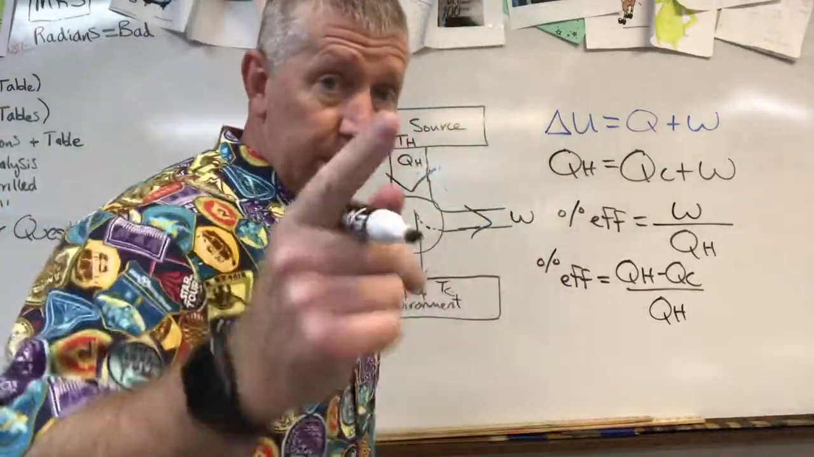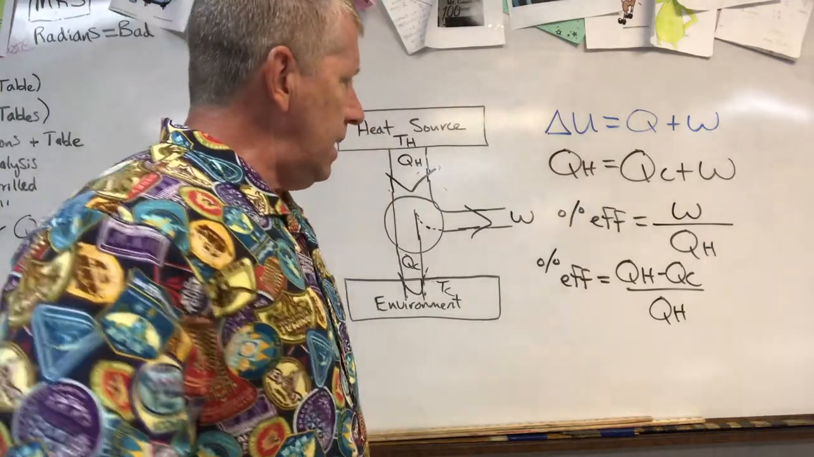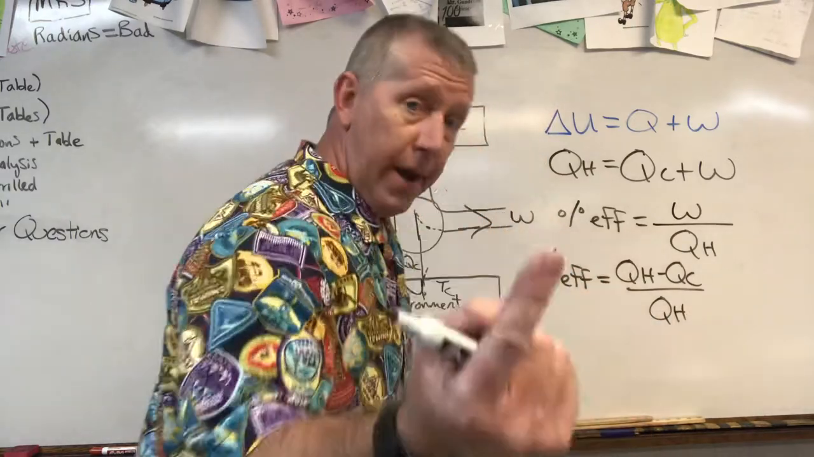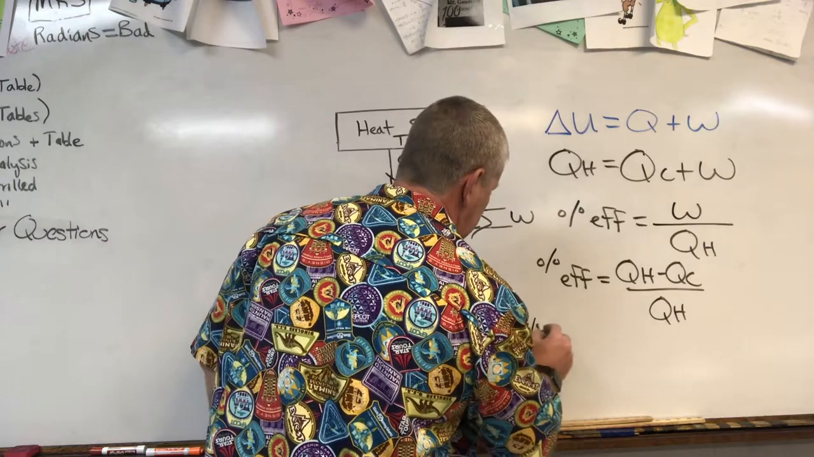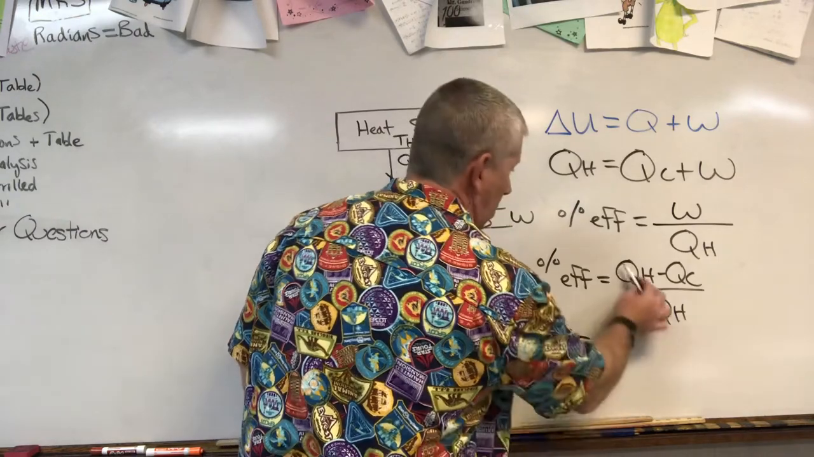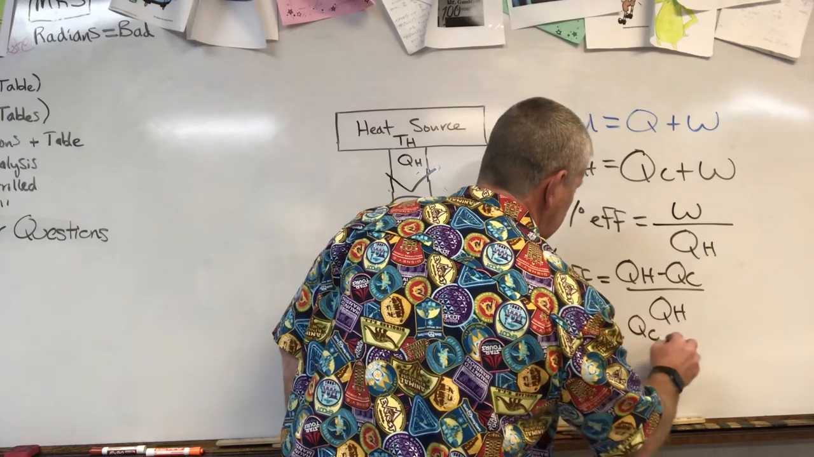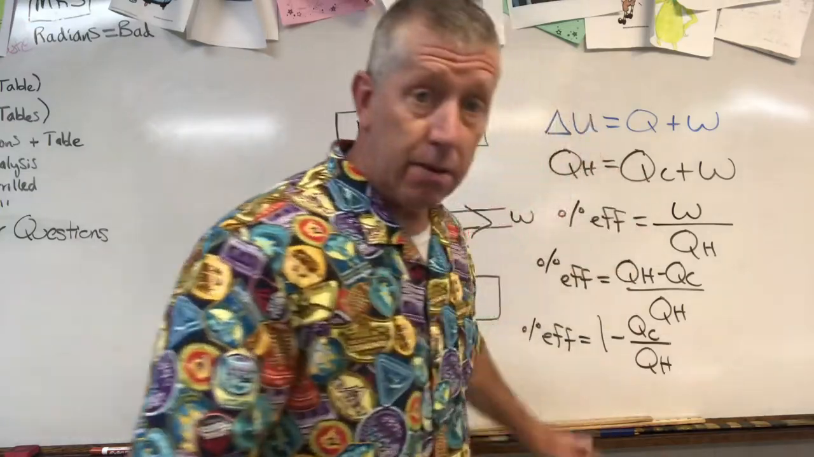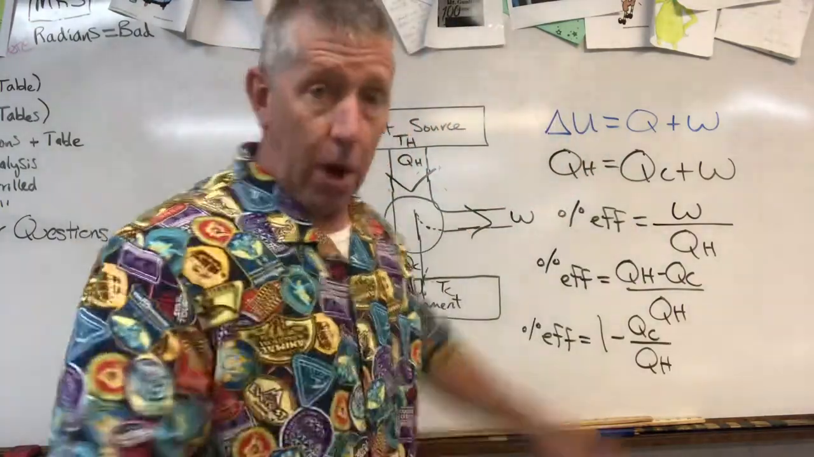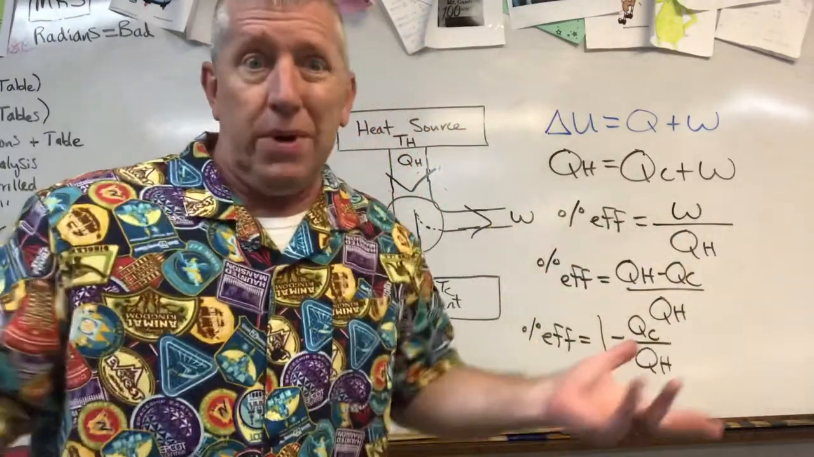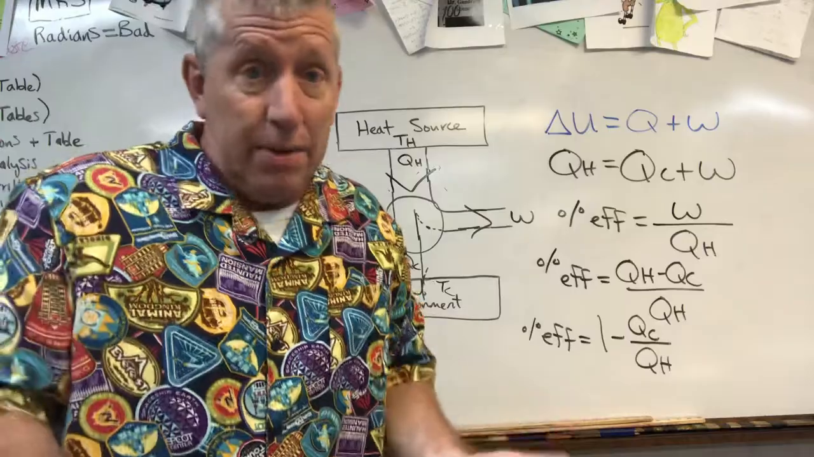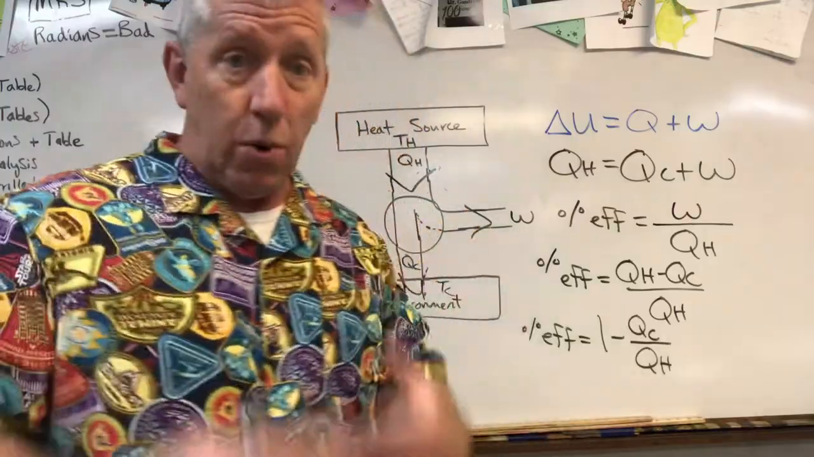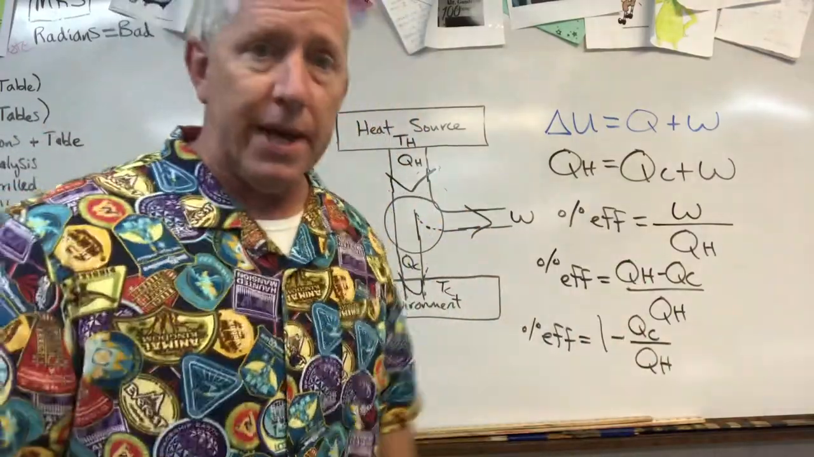Also, you might have noticed, QH goes into both of these, but QH going into QH gives me the value of 1. So another way of writing percent efficiency is 1 minus QC divided by QH. They're all the same thing. They'll give you the same answers if you have all of the numbers. Why would I want to know three different ways of doing it? Because sometimes the information you're given in a problem is going to lend itself to solve one of these different versions of the equations. So there you go, you got three different versions.